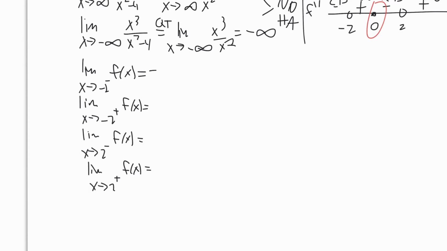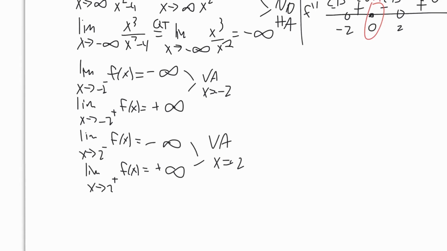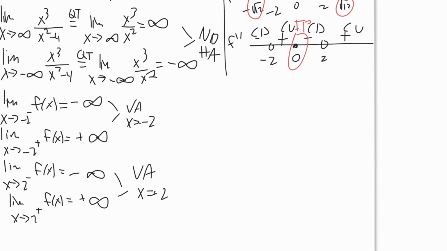So here we have negative infinity, positive infinity, negative infinity, and positive infinity. So this gives us a vertical asymptote at x equal to -2. And this gives us a vertical asymptote at x equal to +2. We also need to find all the coordinates, and we need to write the increasing and decreasing. So we'll write the increasing and decreasing next.